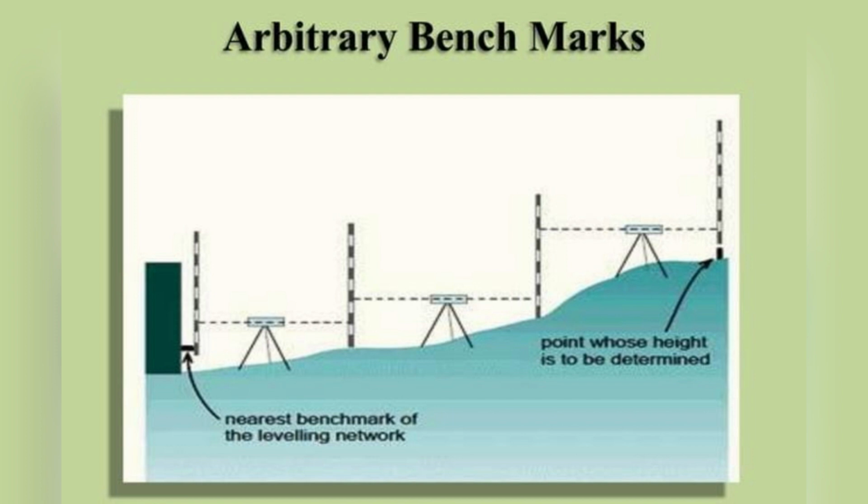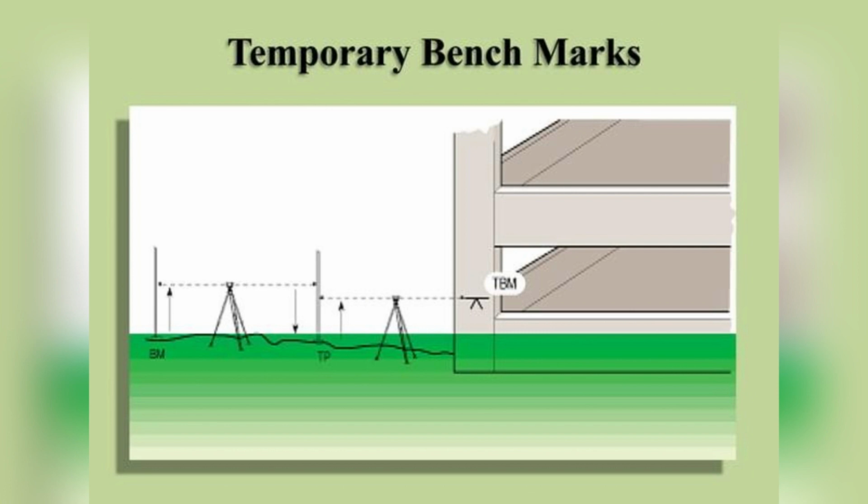The temporary adjustment of a level. Now, when we want to start the leveling work, there are two things: one is the staff and the other is the level. So, when we want to start the leveling procedure, we have to set up the instrument. This is very important, the first step to start the procedure of leveling. Now, the instrument, that is the level, has to be in adjustment. It should have the adjustment in the vertical as well as horizontal direction.